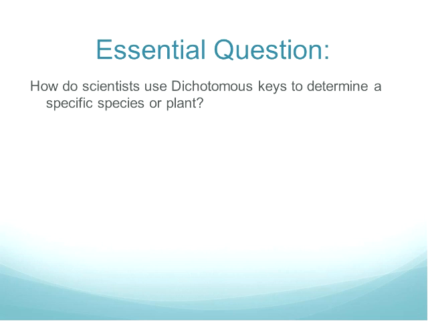Okay, essential question. The essential question is basically, how do scientists use these dichotomous keys to determine a specific species or plant? Like, what the heck is this thing? You're talking about these keys. Is it like a quick set key, or a key you get at Home Depot? Can I make copies of it? Or what is it? And the word dichotomous is just a weird word.